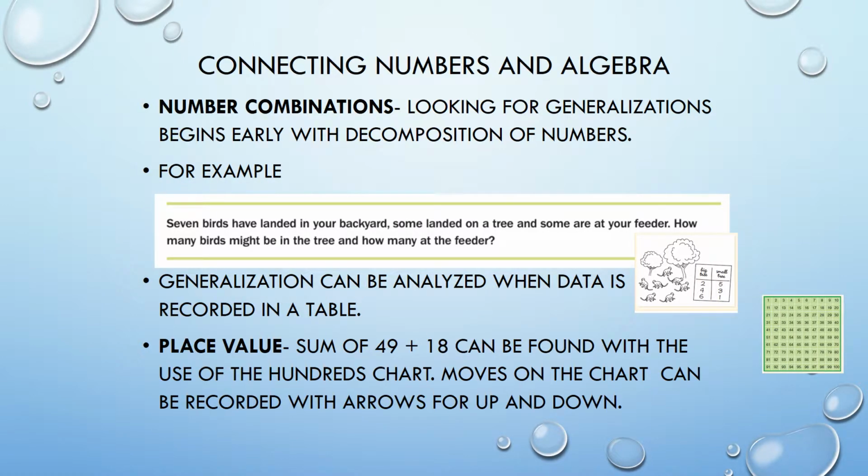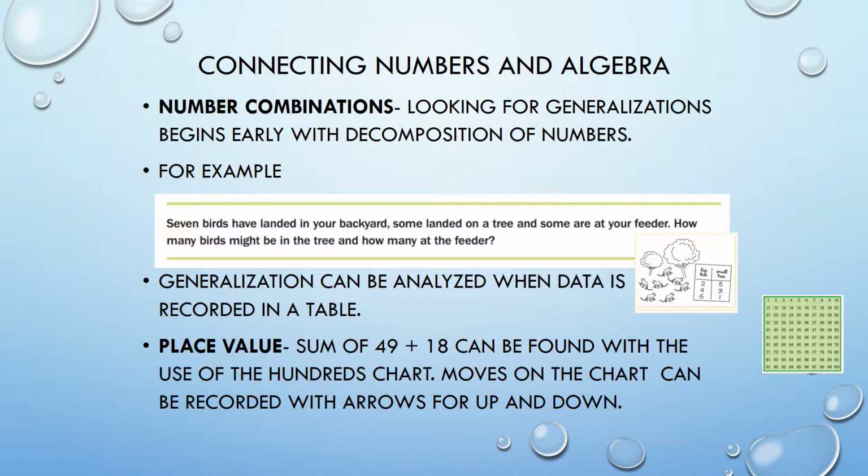The first thing that young children need to understand is that there are connections between numbers and algebra. Look at this example problem. 7 birds have landed in your backyard. Some landed on a tree and some are at your feeder. How many birds might be in the tree and how many at the feeder? If you look at the right, the little sample, this particular child recorded her answers in a table.